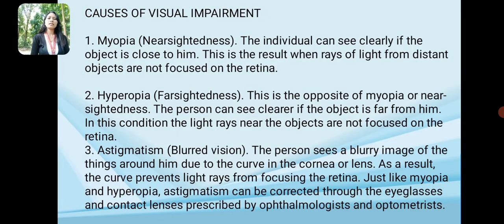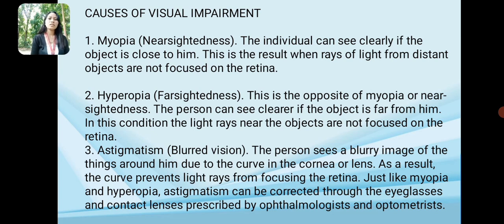So moving on, let's now proceed with the causes of visual impairment. The first one is myopia or nearsightedness. The individual can see clearly if the object is close to him. This is the result when rays of light from a distant object are not focused on the retina. So it is very understandable now that a person with myopia or nearsightedness can see objects clearly if they are close to him.